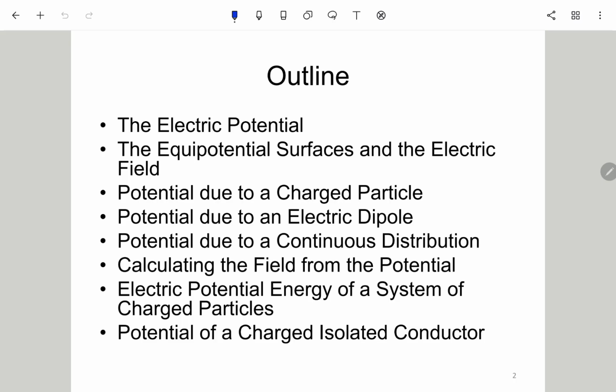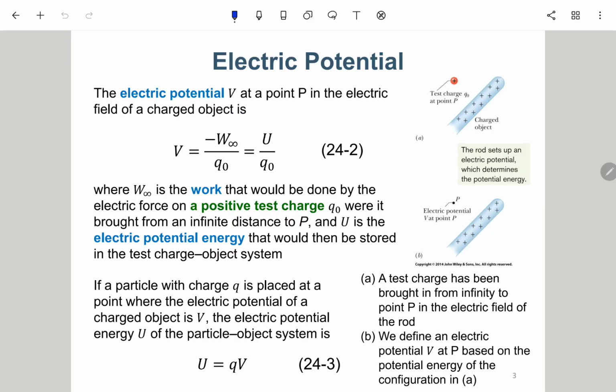And then the electric potential energy, which is related to the electric potential. And then finally, the potential of a charged isolated conductor. Okay, so first thing first, the definition of the electric potential.